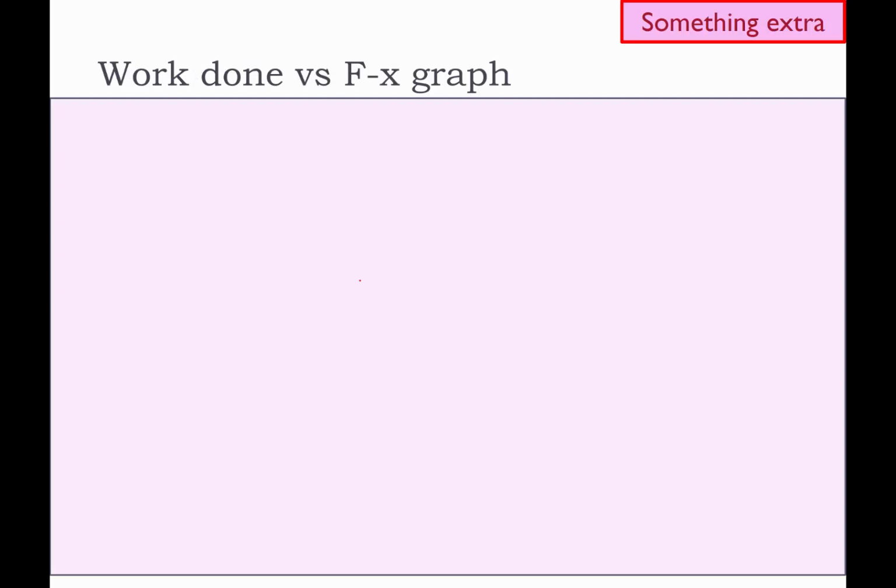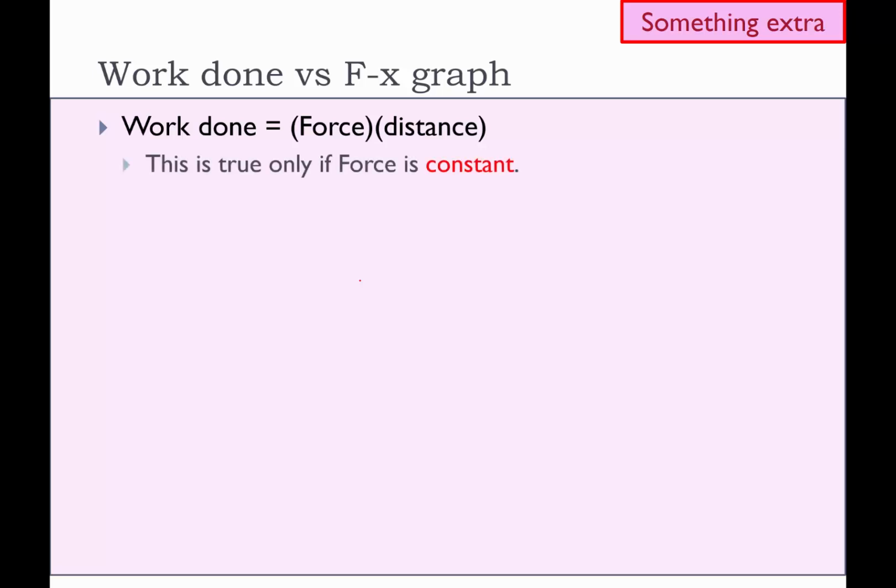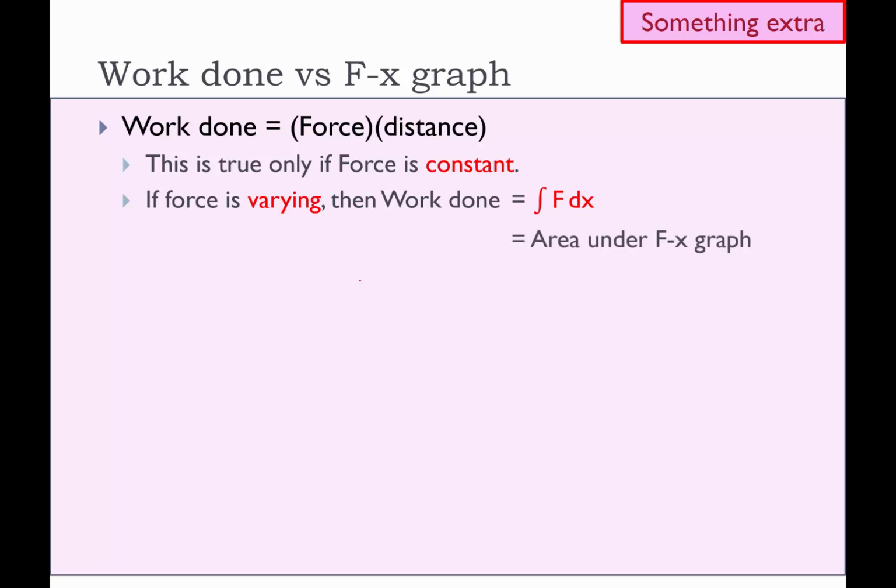Let's discuss a little about how work done is related to the Fx graph. In O level, you have learned that work done equals force times distance. There is nothing wrong with this, but for the purpose of A level, you must also understand that this is only true if the force is constant. If the force is a variable force, how we calculate work done is the integration of F dx, or in other words, the area under the Fx graph.